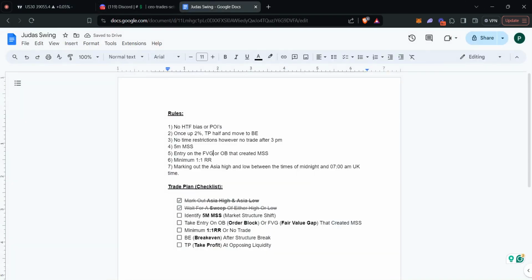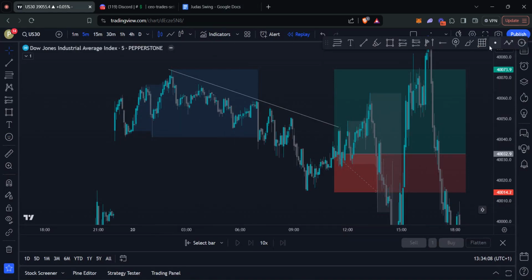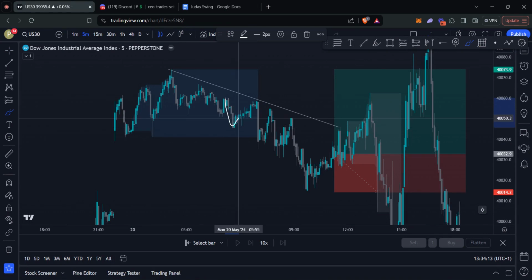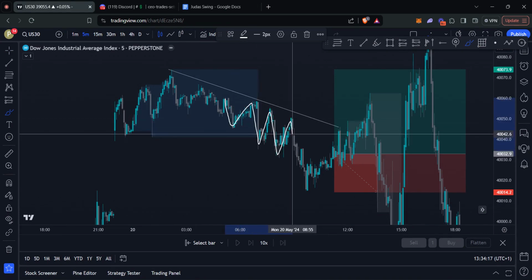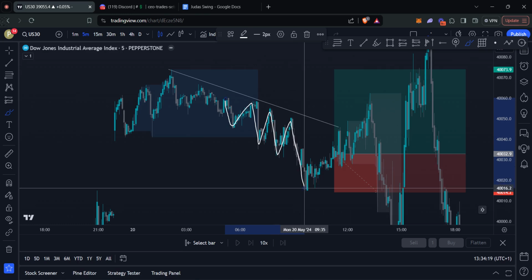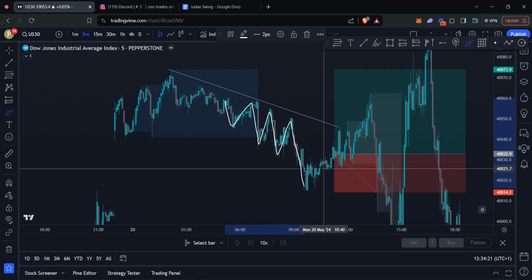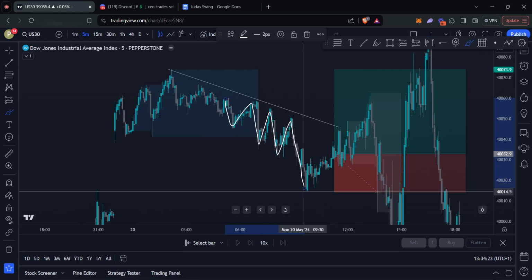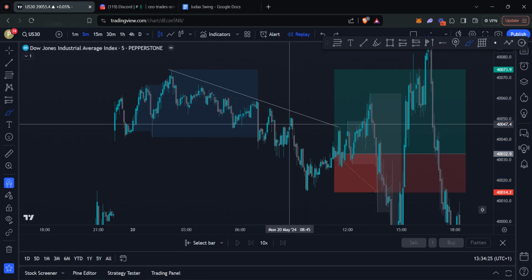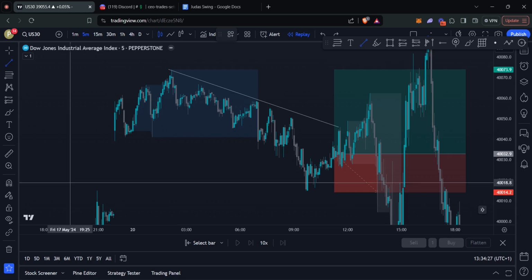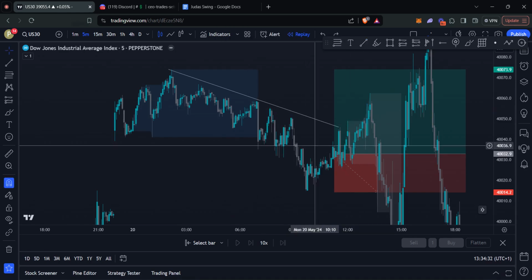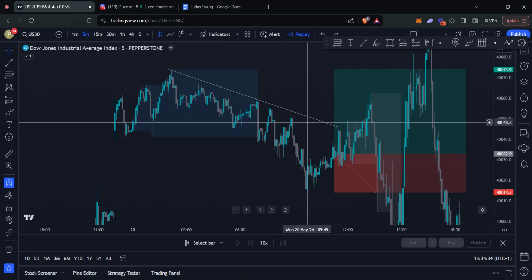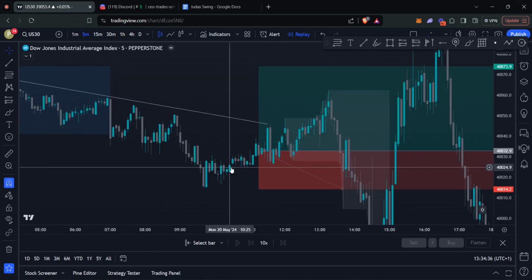Now we have to wait for a 5-minute market structure shift. So if we take a look at what structure is doing right here, we can see we've got a lower low, lower high, lower low, lower high, lower low, lower high, lower low. Therefore, we haven't got any market structure shifts. Therefore, we are now simply just waiting. We do not do anything. We're waiting for the markets to give us a market structure shift.